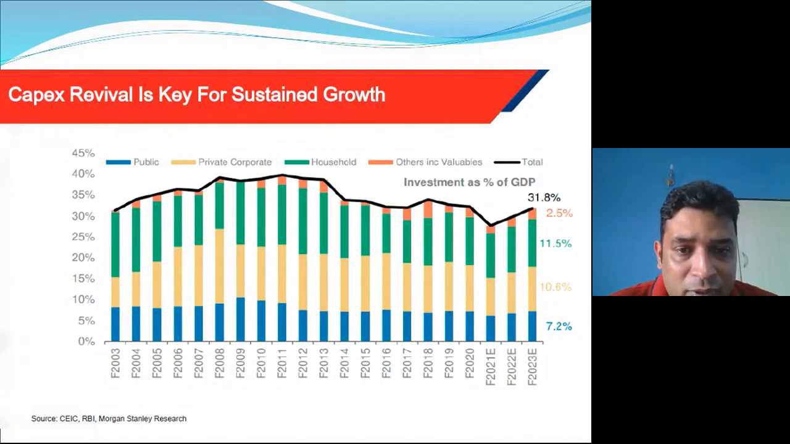Capex revival is the key for sustained growth. The data point I've already mentioned here: if you see household, private sector, public and other valuable investment as a percentage of GDP, it has been increasing. It has increased, and it will continue to increase over a period of time.